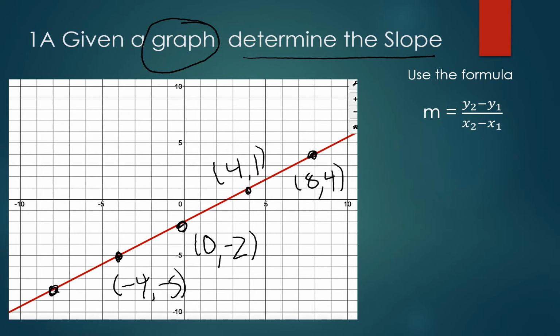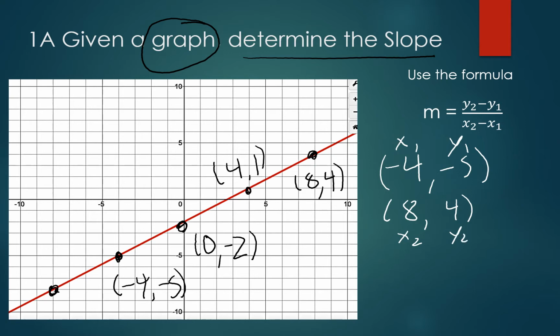So I'm going to pick my 2. I'm going to switch colors. So I'm going to pick -4, -5, and also 8, 4. I'm going to label these points x sub 1, y sub 1, x sub 2, y sub 2. This point came first because I'm reading the graph from left to right, and this point came second, so that's why this one is y sub 2.